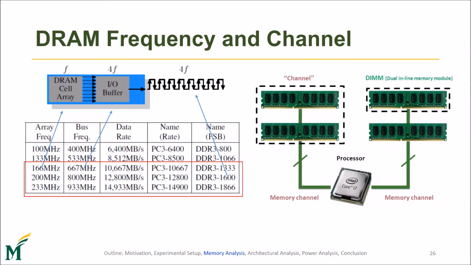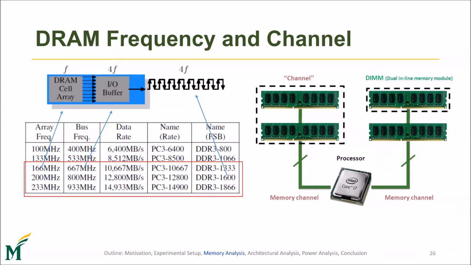In this slide, I briefly introduce DRAM frequency and channel. This table shows an example of DDR3 DRAM. When I say DRAM frequency, I mean the front side bus frequency. Actually, this number is double the actual bus frequency because of double data rate. And also, in DDR3, the bus frequency is 4 times the cell array frequency.